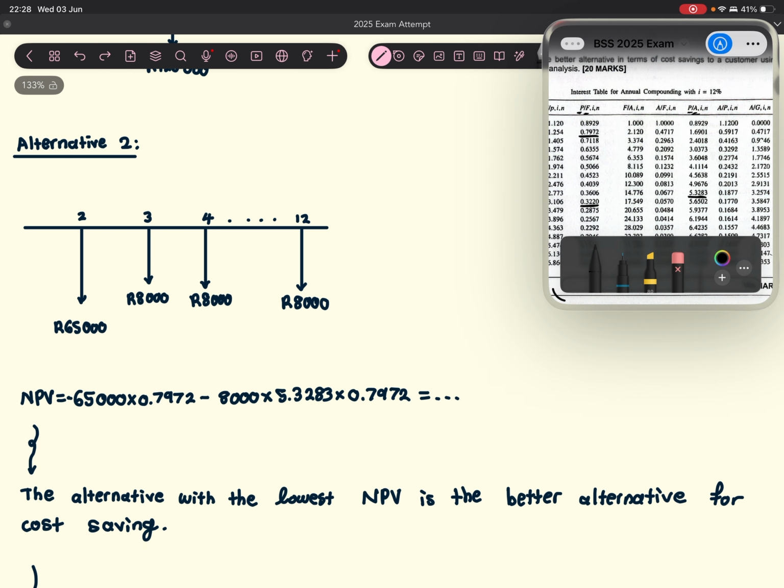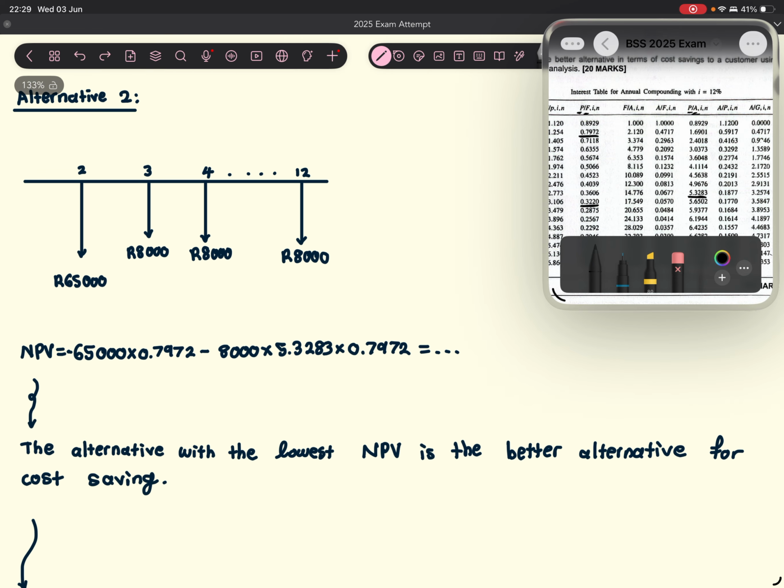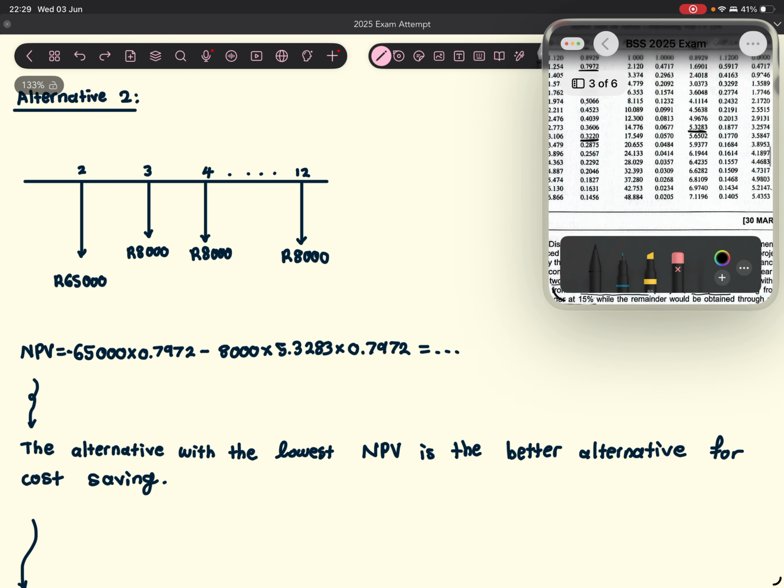When doing an annuity, you multiply by the annuity factor, and then you also need to multiply by the factor for the year before the annuity started. The annuity started in year 3, so we need to multiply by the factor for the previous year, which is the 0.7972. Cool. And then calculate that.